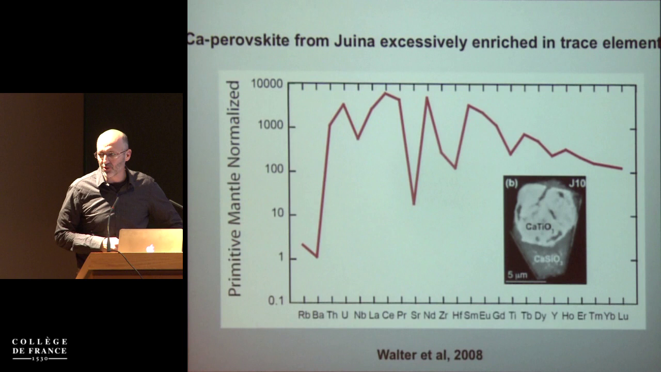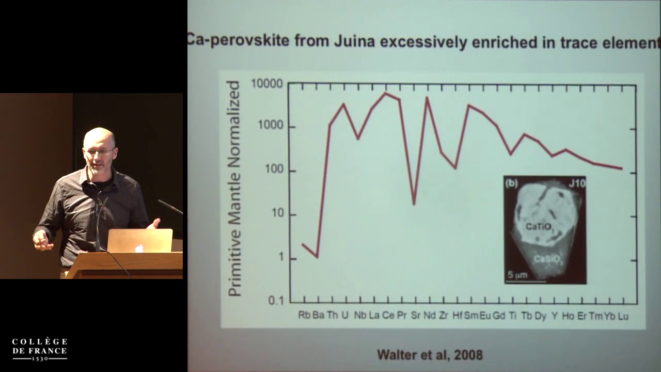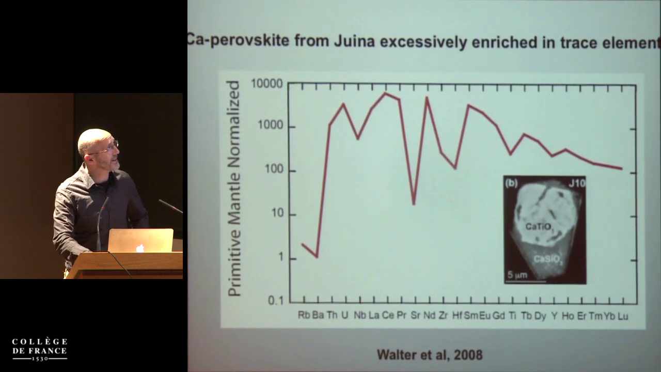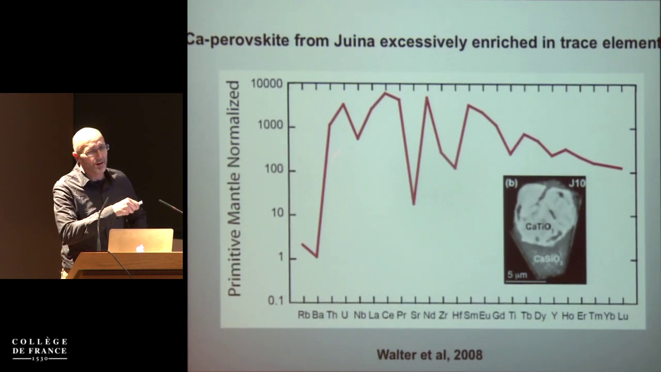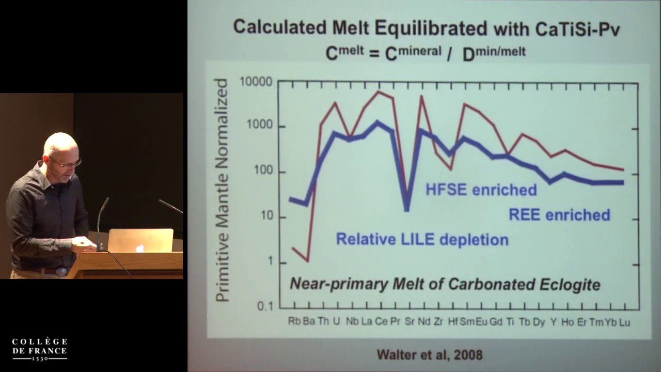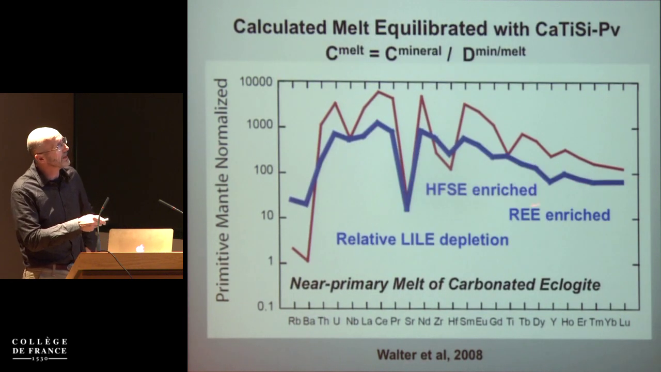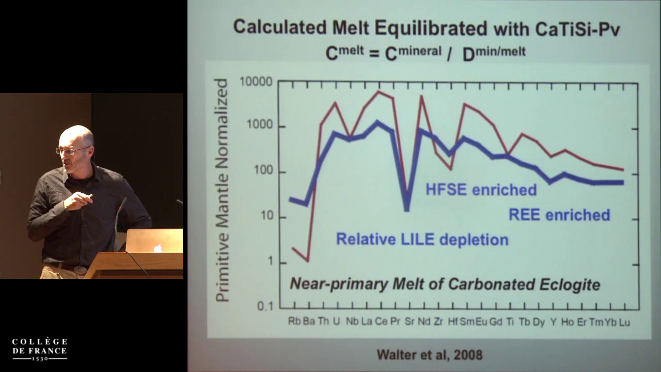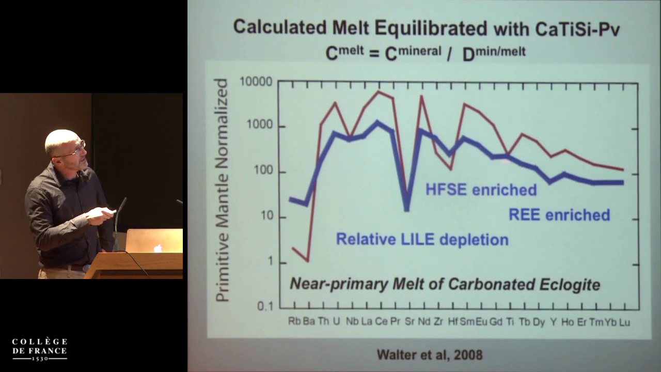So as a geochemist, when you see those kind of enrichments, you immediately think small degree melt, okay? Because that's where you have very enriched things. So what we did is we said, well, what kind of a melt would produce a calcium perovskite with that pattern? And you can do that if you know partitioning coefficients, and those are available in the literature. And so we calculated those, published this in a 2008 paper, and this is the kind of melt that would crystallize that calcium perovskite.